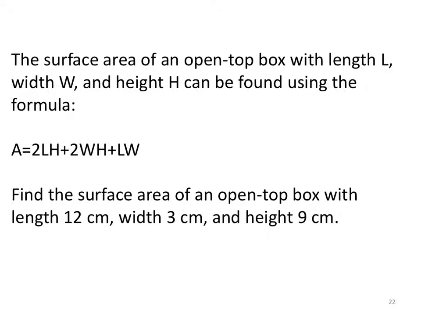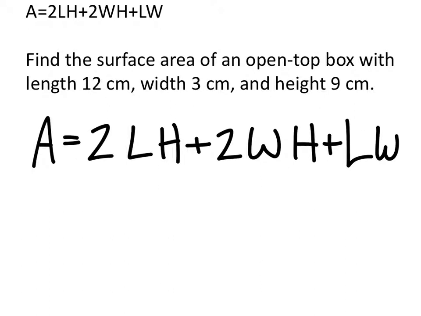Yeah, there we go. This one, they did give us the formula. The surface area of an open top box with length, width, and height can be found using this formula. Find the surface area of an open top box with length 12 centimeters, width 3 centimeters, and height 9 centimeters. So let's go ahead and write out just the formula that we have. All right, well, they did tell us the length was 12 centimeters. So I'm just going to go in here, and I've got this length, and I've also got this length right here. And I'm just going to replace those with 12, because that represents the height.